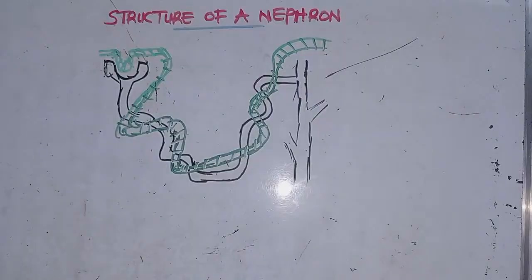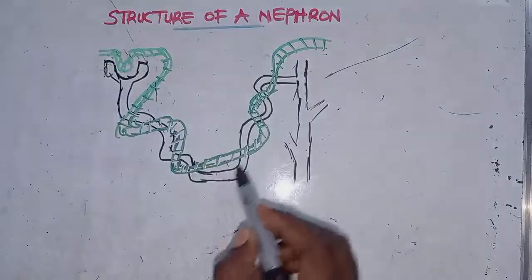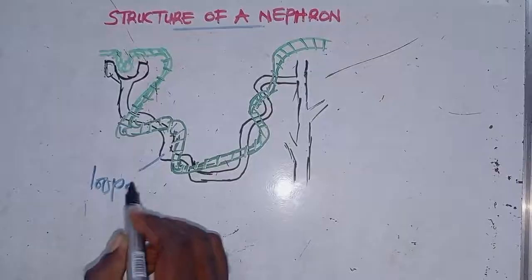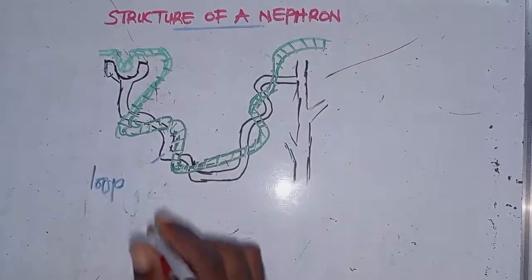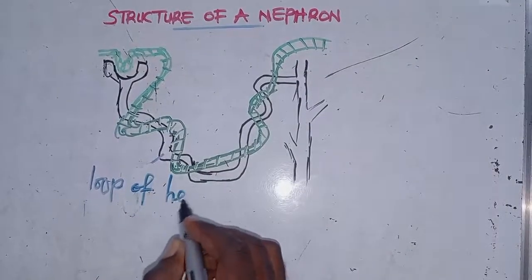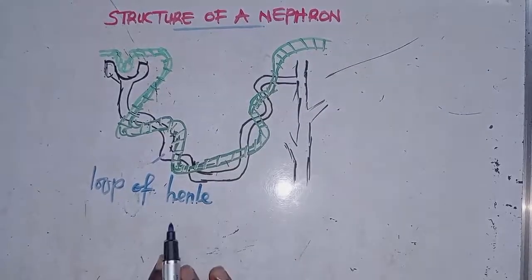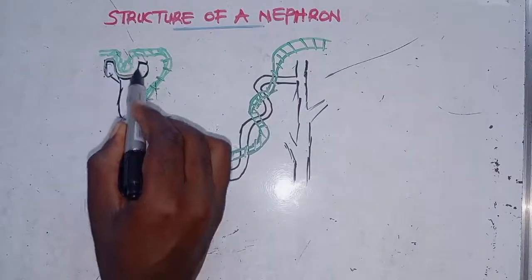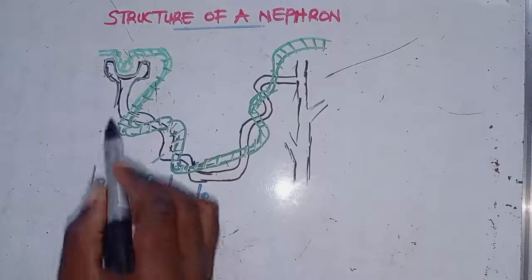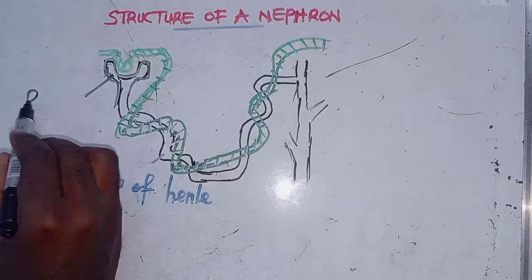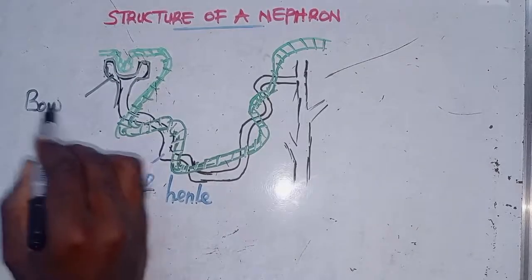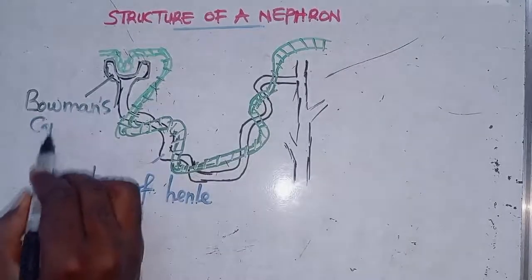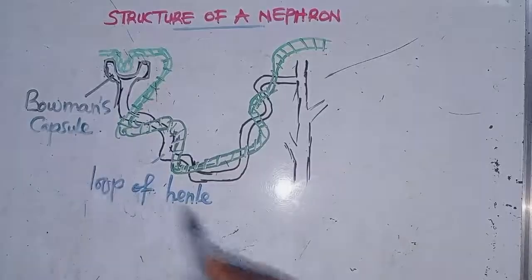This is how it is. There is this loop that you are able to see. This loop, we call it the loop of Henry. Then we've got this thing that is here. Have you seen this part? That part is called the Bowman's capsule. That is the name that is given to it.